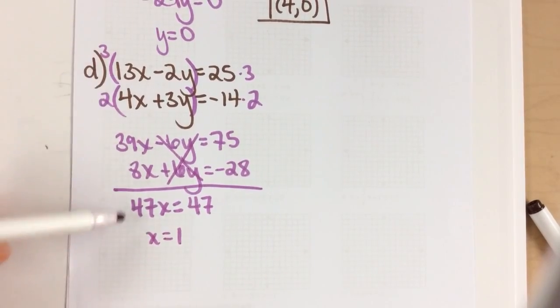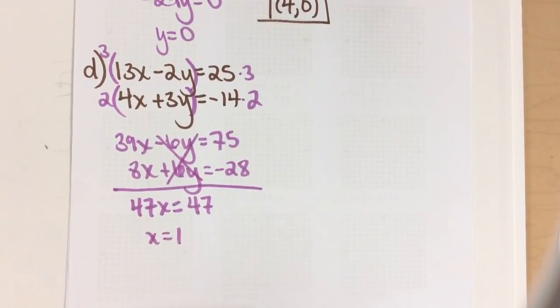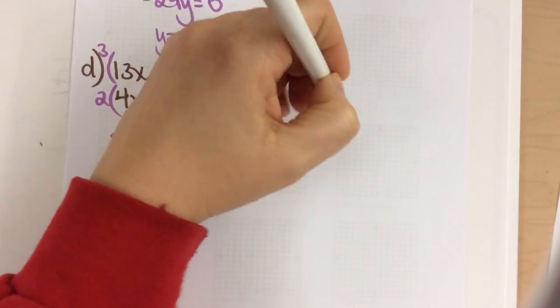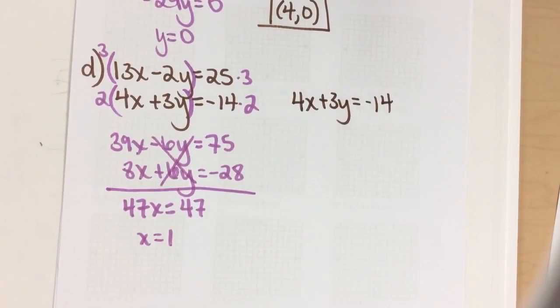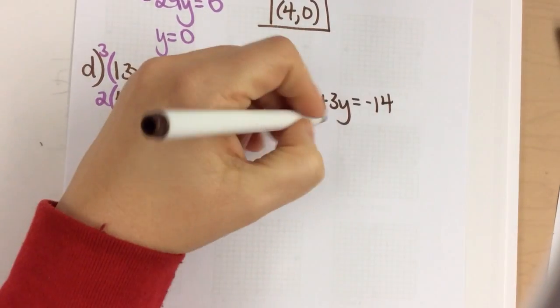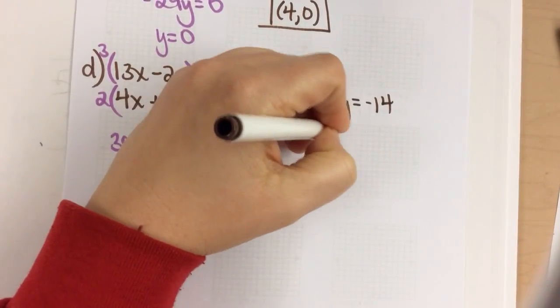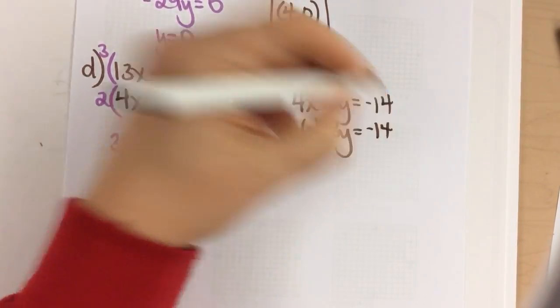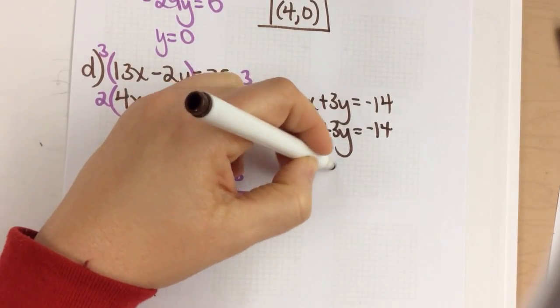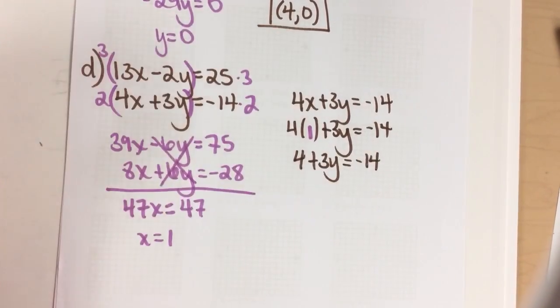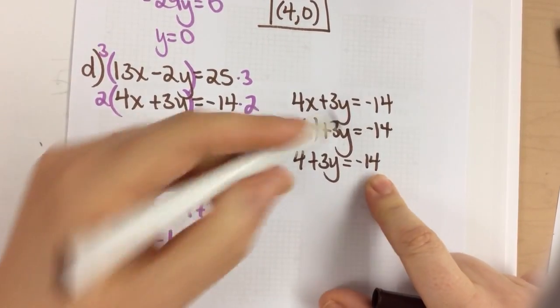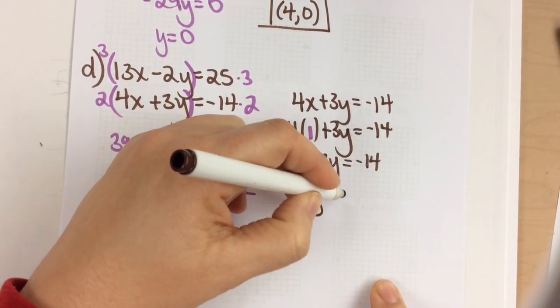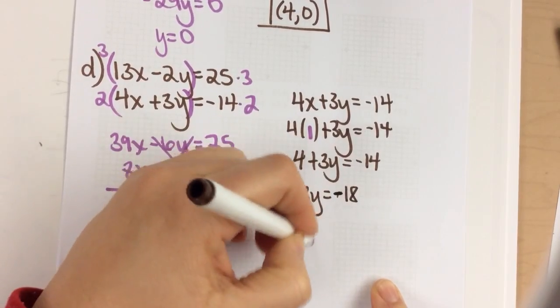Picking which equation is going to be the easiest to deal with to find the y value, I'm going to use the second equation because it seems like those numbers are nicer. I'm going to replace the x with a 1. Everything surrounding it stays the same. This step we've done 1,000 times, I think. Maybe not quite 1,000. Subtract 4 from both sides. Be careful with your negatives. Subtract 4 and then divide by 3.